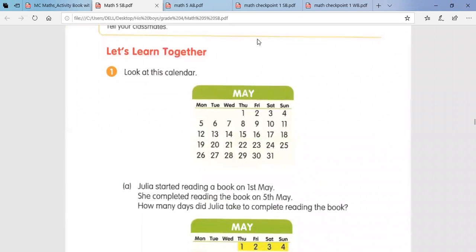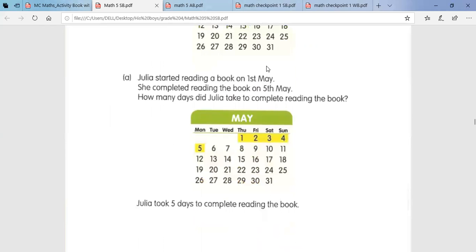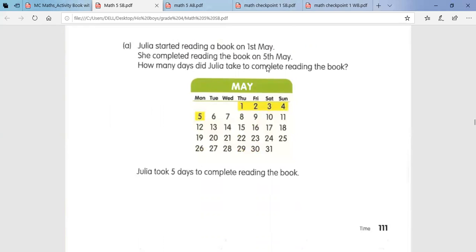The first one, look at this calendar, you know the calendar. Here is May, for example, and he asks you. Omar, read A. Jojo started reading a book on 1st May. She completed reading the book on 5 May. How many days did Jojo take to complete reading the book?